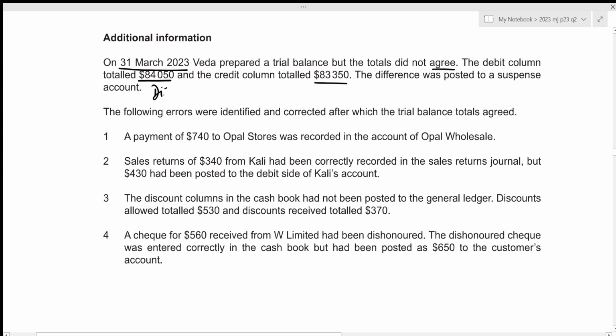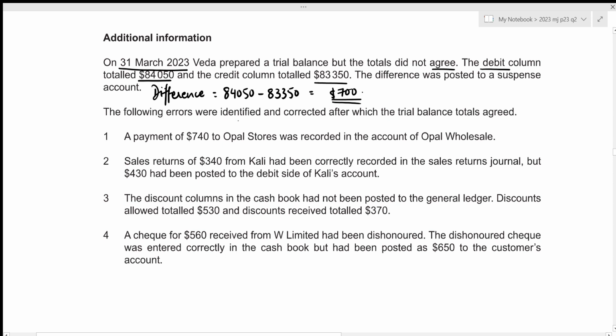Let's figure out the difference first. This difference is also going to act as our opening balance of the suspense account. So that's going to be 84,050 minus 83,350. And this results in our difference to be 700. Remember that in this case, the debit column has a greater value than the credit column. So we'll be substituting this 700 into the credit side of our trial balance.